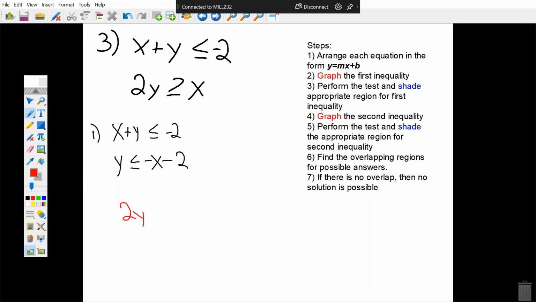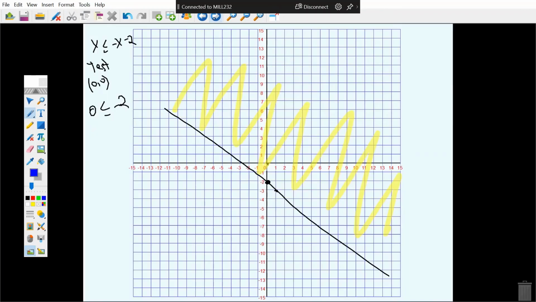2y, actually let's use blue. 2y is greater than or equal to x. We'll get y by itself. Y is greater than or equal to x over 2. My y-intercept here is 0. My slope is 1 over 2, so rise of 1, run of 2. Connect those dots. Not my best line, but that's okay.